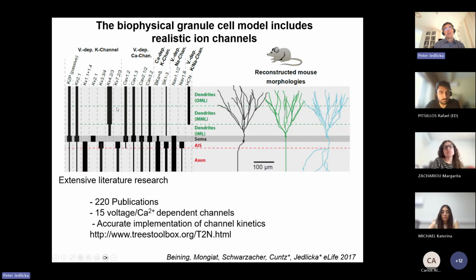You can see here, we don't have to go into all these details, but here on the left you see the expression of different ion channels. The thickness of the line stands for the density. And you see that different channels are expressed in different parts of the dendritic tree of these hippocampal granule cells. For example, you see a high expression of the NaV1.6 channel in the axon initial segment and in the axon, but no expression in the dendrites.